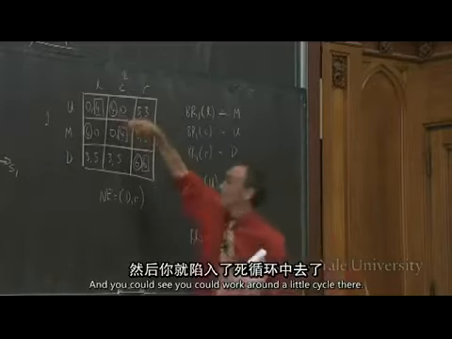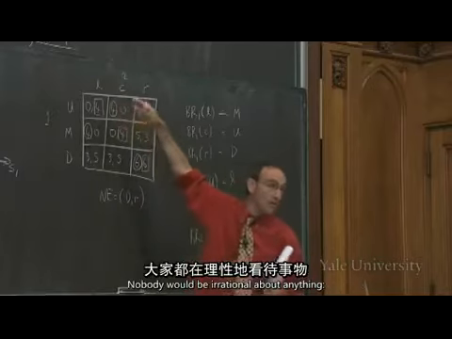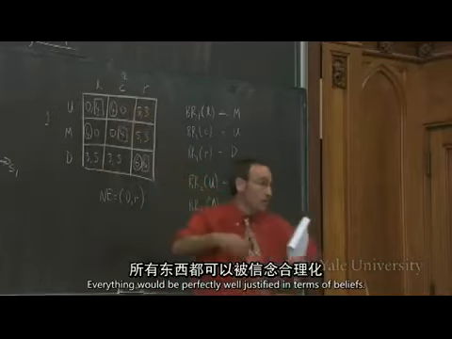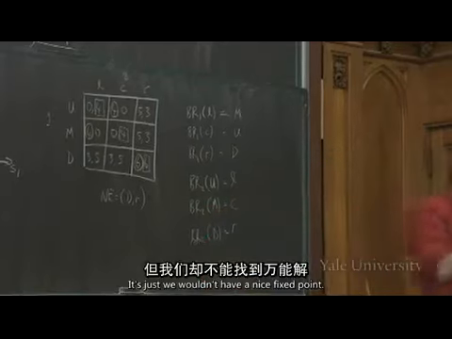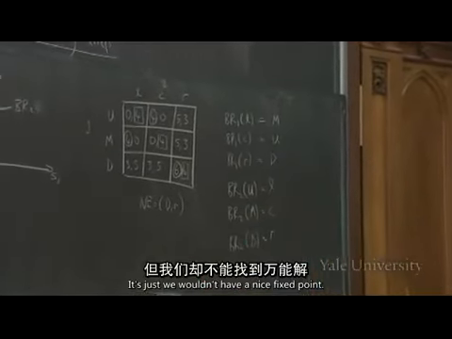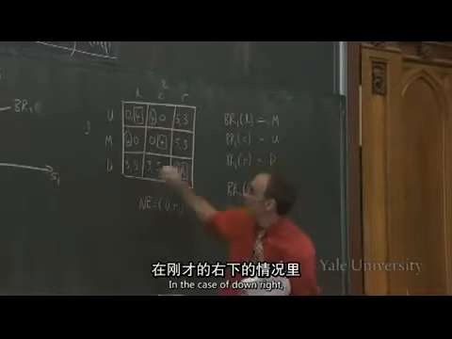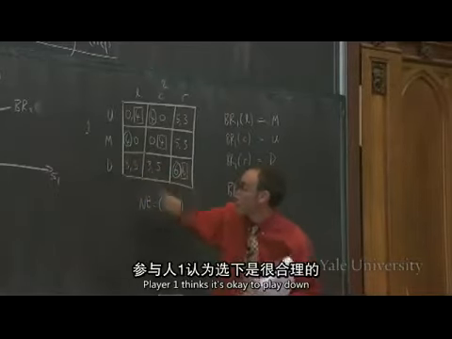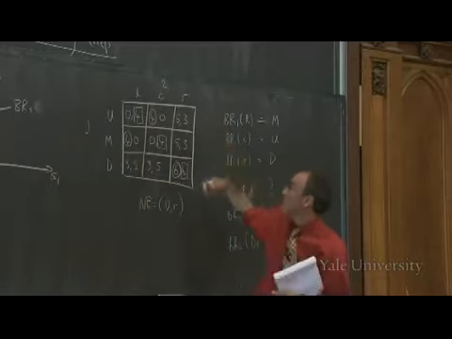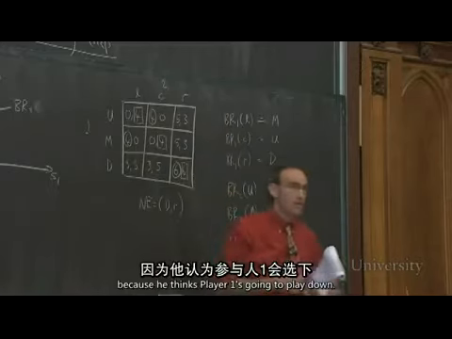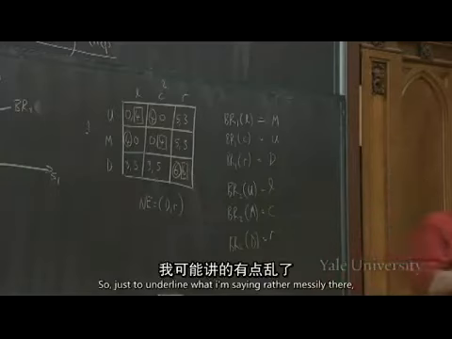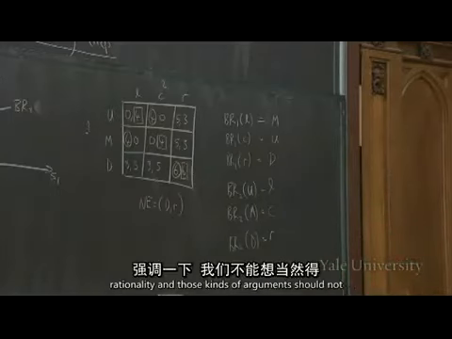And you can see you could work yourself around a little cycle there. Nobody would be irrational about anything. Everything would be perfectly well justified in terms of beliefs. It's just we wouldn't have a nice fixed point. We wouldn't have a nice point where it's a simple argument. In the case of down right, player 1 thinks it's OK to play down because he thinks 2 is going to play right, and player 2 thinks it's OK to play right because he thinks player 1 is going to play down.